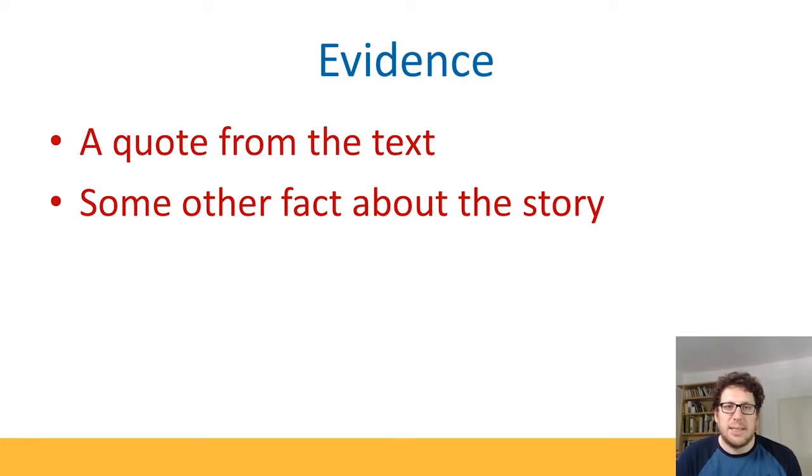For example, the setting: you don't want to necessarily quote the place where it says it. You just say it's in an old house. Or a plot line: you can say there's a murder in the background. You don't have to quote the whole paragraph about the murder. Now, it's very important to be selective with your evidence. Don't quote the whole story. Don't quote the whole poem.